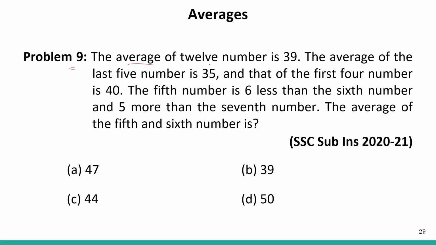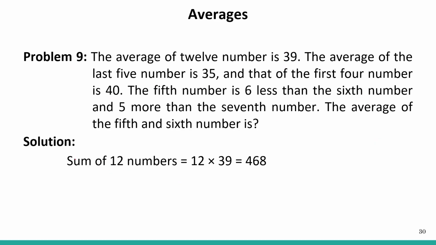The average of 12 numbers is equal to 39, and the average of the last 5 numbers is 35, and that of the first 4 numbers is 40. Then the 5th number is 6 less than the 6th number and 5 more than the 7th number. What is the average of the 5th and 6th number? This question has appeared in the SSC Sub Inspector Exam 2020-21 paper. So which among these 4 is the correct answer? That is the problem here.